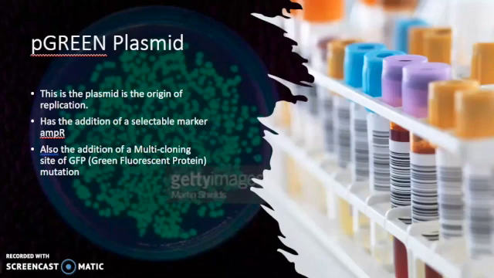Our plasmid was the pea-green plasmid. It has an addition of a selectable marker, AMP-R, also the addition of a multi-cloning site of GFP, green fluorescent protein mutation. The AMP-R, ampicillin resistant, encodes the enzyme beta-lactamase, allowing it to break the beta-lactam ring, making it resistant to beta-lactam antibiotics like ampicillin and penicillin.